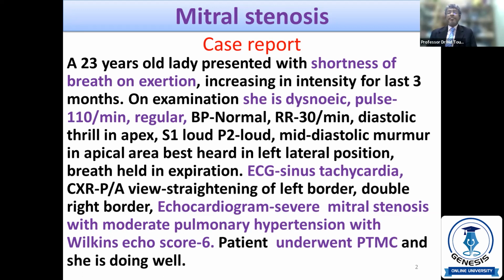On ECG, the patient has sinus tachycardia. In some cases, the patient may have atrial fibrillation with fast ventricular rate, or there may be features of right ventricular hypertrophy also. And there is the chest X-ray. What findings will we actually get on a chest X-ray in a patient with mitral stenosis? There is straightening of the left border, usually found, and there is a double right border. This is the biventricular enlargement.